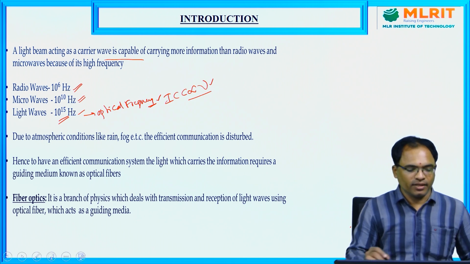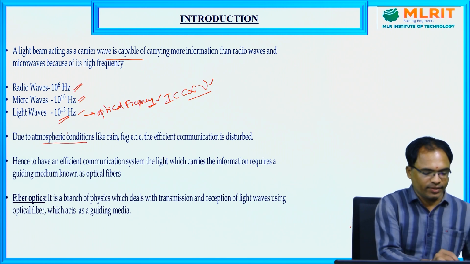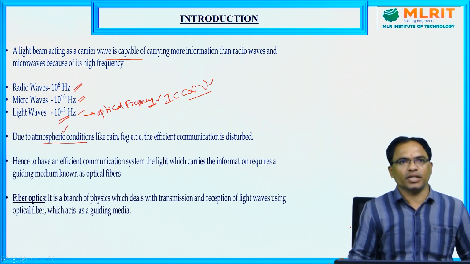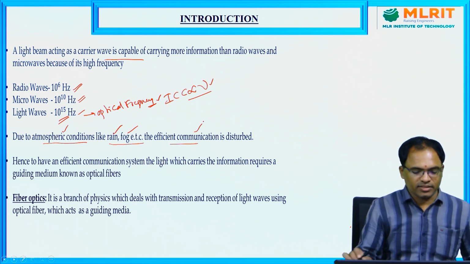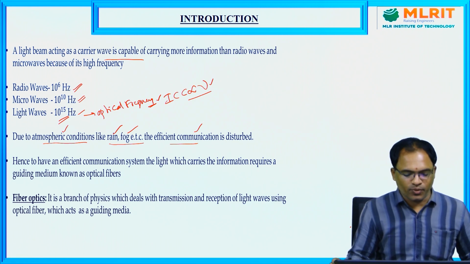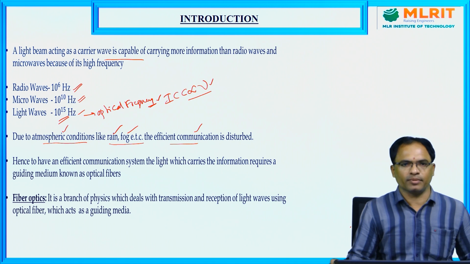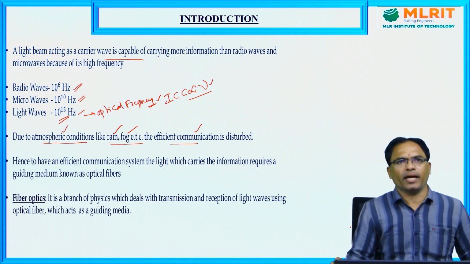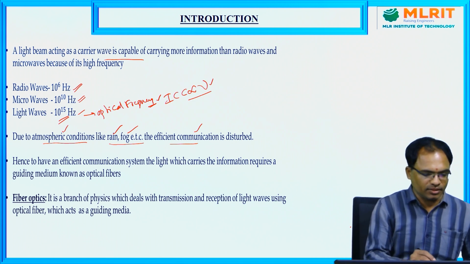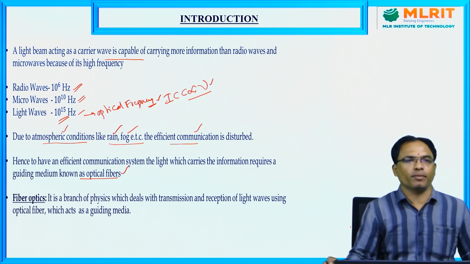So what happens when light beams move in the atmosphere? When it moves in the atmosphere, it will be affected by atmospheric conditions like rain, fog and some others. Because of that, the efficiency of information transfer will be disturbed. To overcome that, there must be a guiding medium. That guiding medium is nothing but optical fiber.